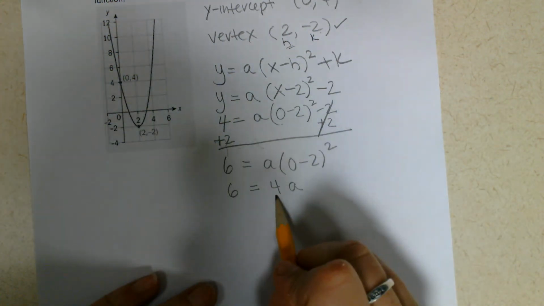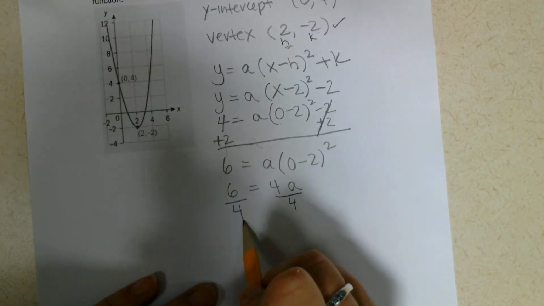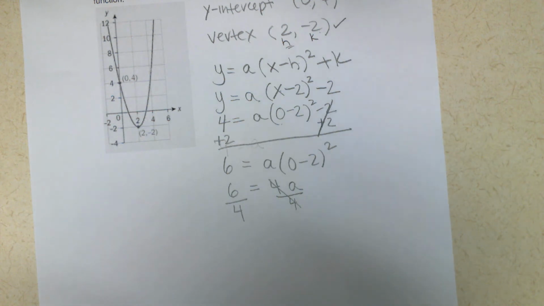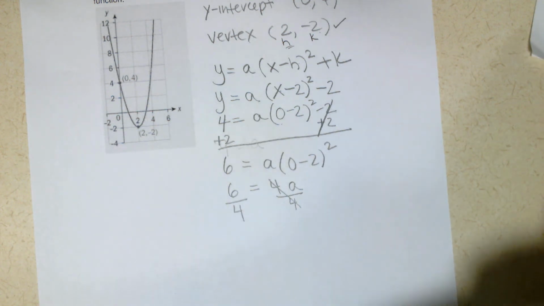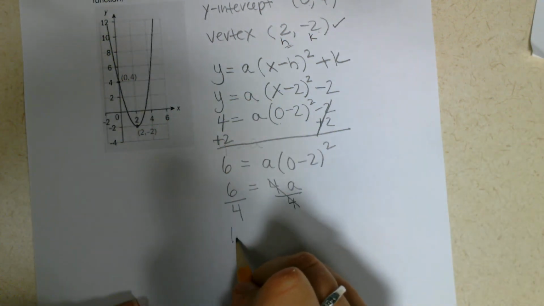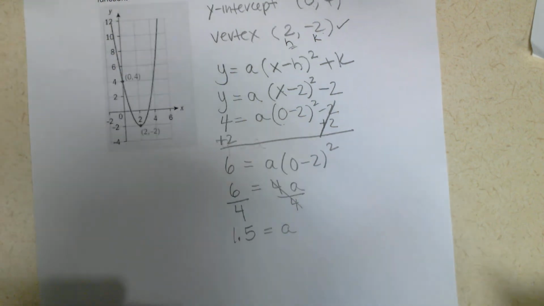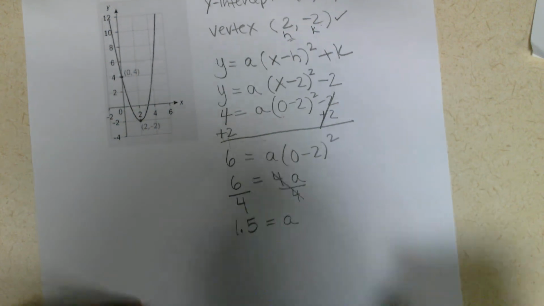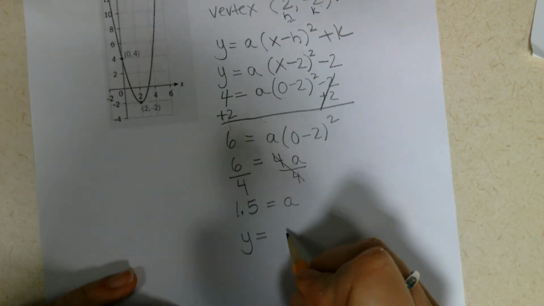And then, yes, we have to divide both sides by 4. So we have 6/4. Now here's the thing, you can change that to a decimal. That's absolutely fine. If you want to do 1.5, that's absolutely fine. If you want to leave it as 3/2, you can do that as well. And our last step is to rewrite the equation.